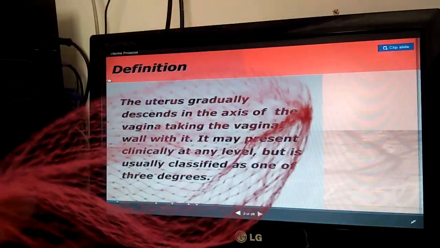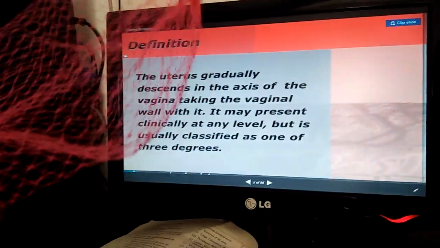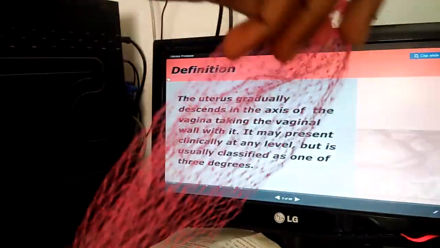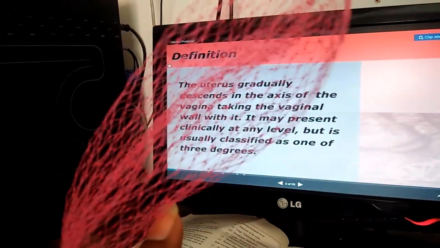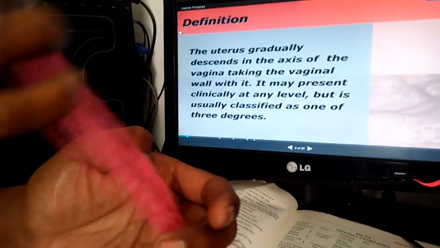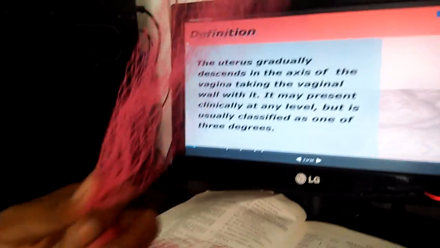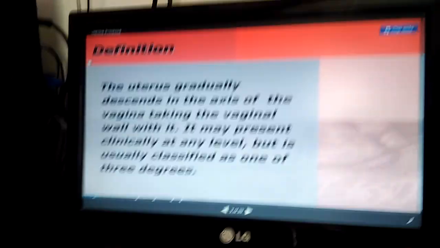As we know, whatever the position of the uterus, it is anteverted. It is this way, at 90 degrees from this angle. But when it comes in the axis of the vagina and goes downward, then it is called a uterine prolapse.